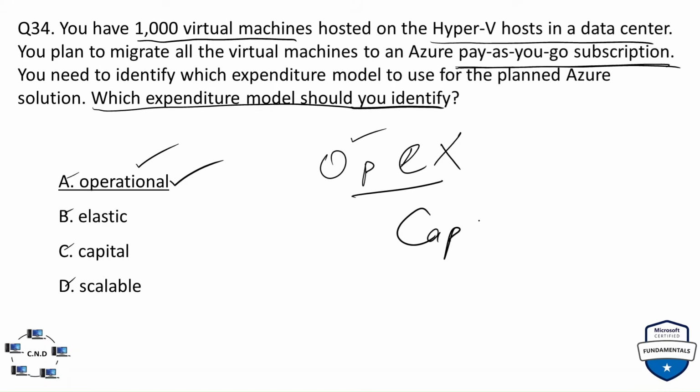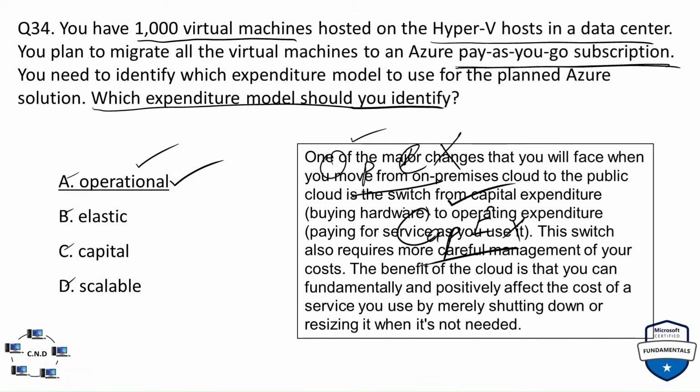Capex means the capital expenditure, which you pay upfront, such as for buying hardware or for constructing your own data center. That all involves upfront expenditure known as capex or capital expenditure. This is the definition. This is the explanation of this question. Let me clear it.